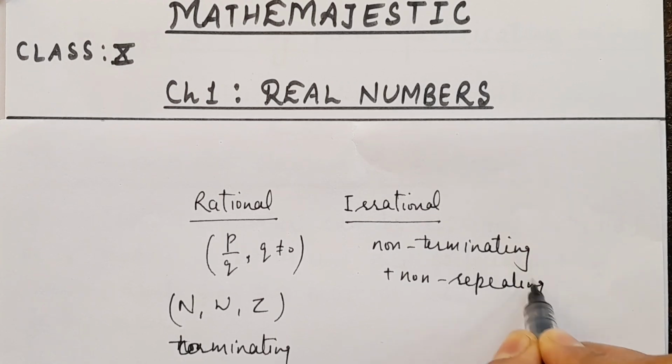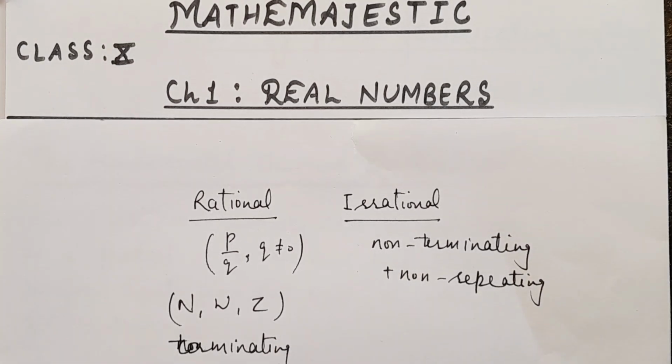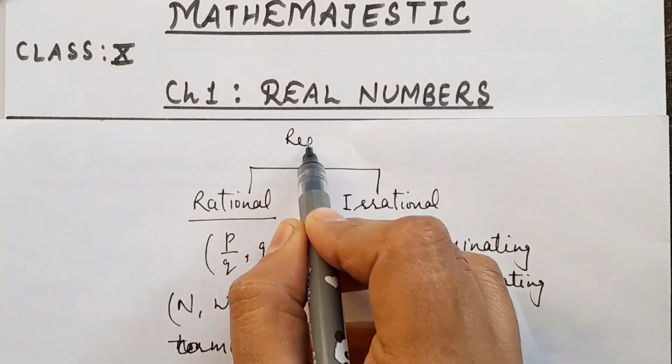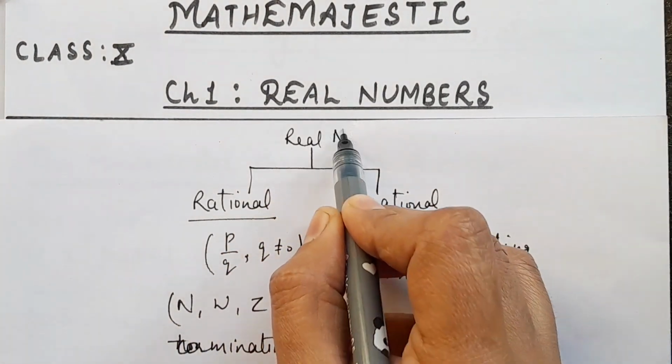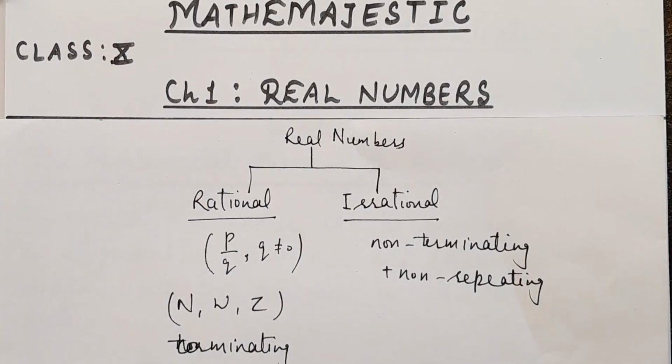क्लास 9th में हमने दो तरह के नंबर्स पढ़े थे, रेशनल एंड इरेशनल्स. So the set of real numbers consists of both of these, all the rational and irrational numbers together. We call them the set of real numbers.